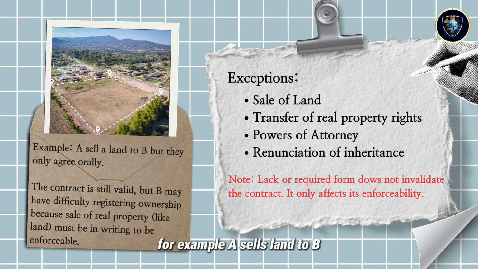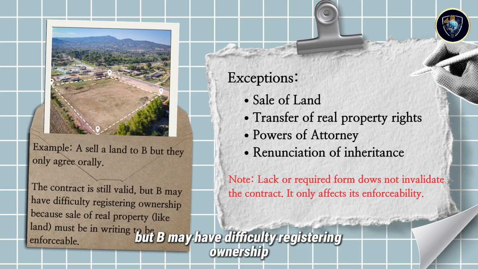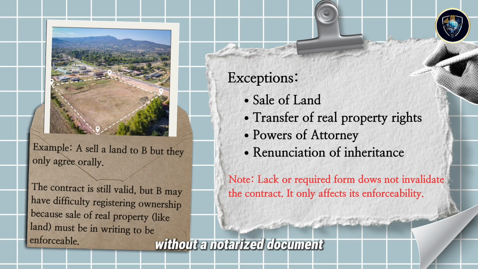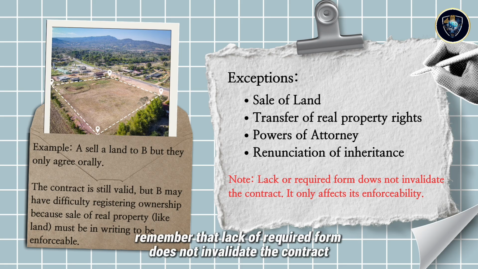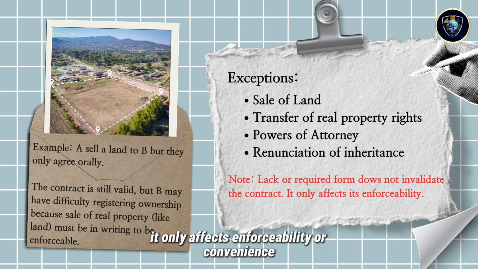For example, A sells land to B, but they only agree orally. The contract is still valid, but B may have difficulty registering ownership without a notarized document. Remember that lack of required form does not invalidate the contract. It only affects enforceability or convenience.